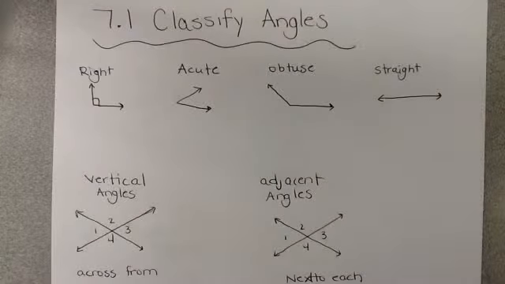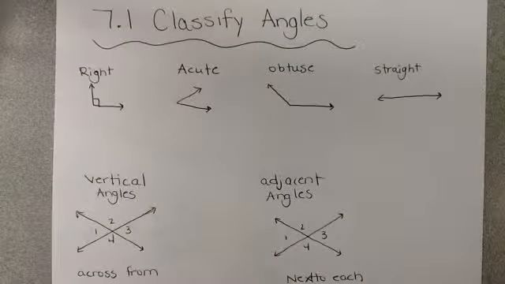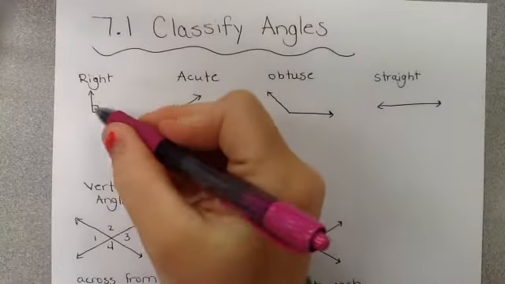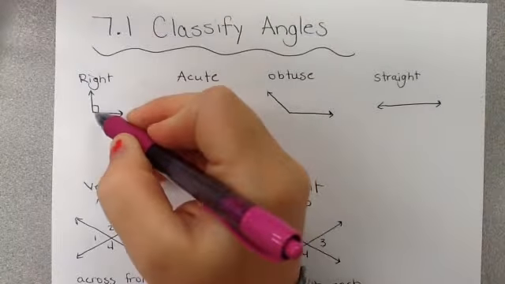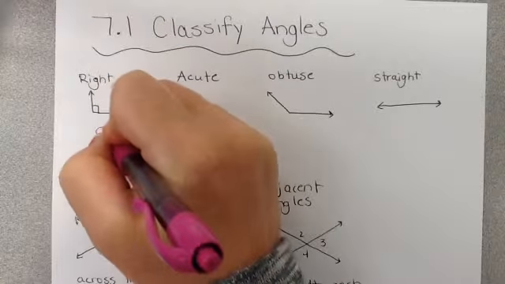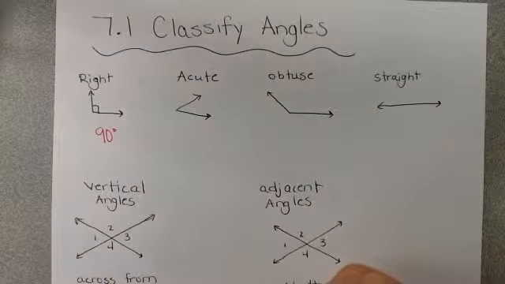Mathematicians, today we're going to talk about angles. When we classify angles, there are 4 different types we're going to talk about. The first is a right angle. It has this box in here. This makes 90 degrees. Right angles are exactly 90 degrees.